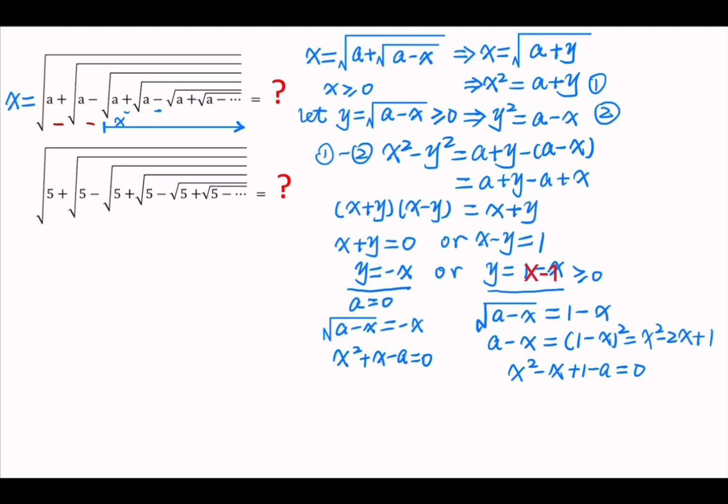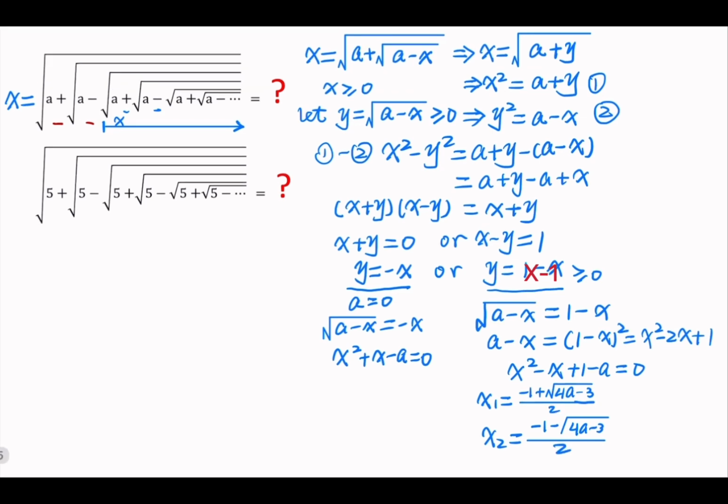And then this equation has two solutions. x1 equals negative 1 plus square root 4a minus 3, over 2. And then x2 equals negative 1 minus square root 4a minus 3, over 2. And we need to check these two roots.